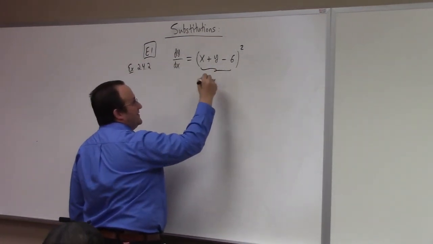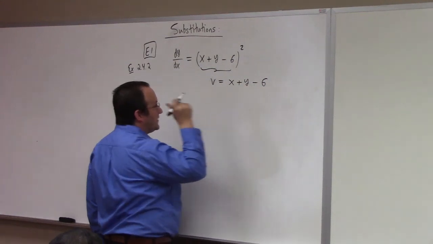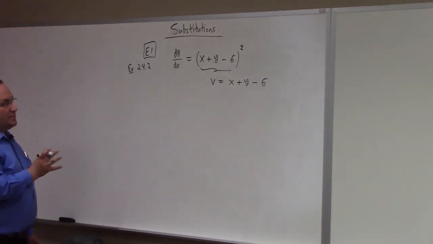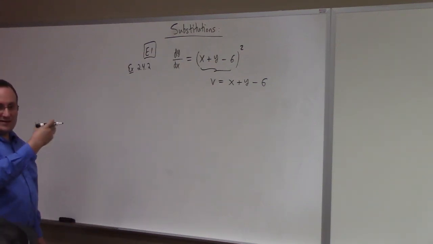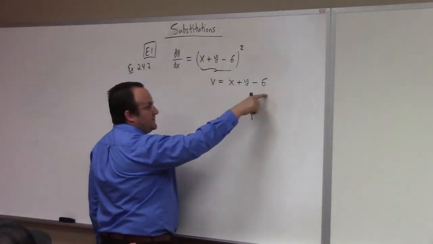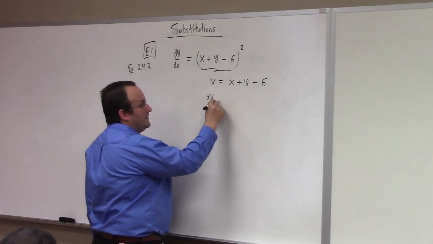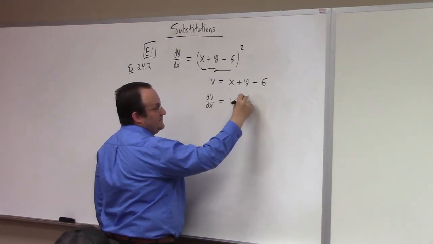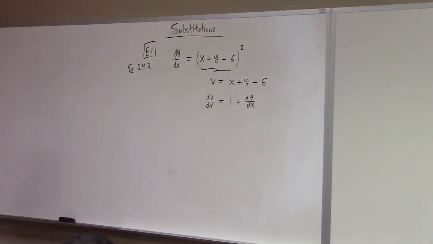That something new is just to call this thing v. So v equals x + y - 6. What we're going to do is replace x and y with x and v. To do that, we have to do two things. We have to replace the variable algebraically where it appears, but we also have to trade dy/dx for dv/dx. To figure out what that looks like, we just differentiate this implicitly. So dv/dx equals, what's the derivative of x with respect to x? Well, it's 1. What's the derivative of y with respect to x? It's dy/dx. And 6 differentiates to 0.